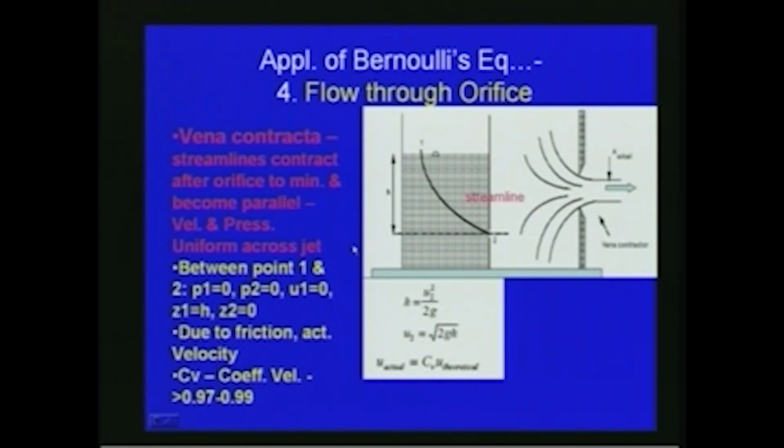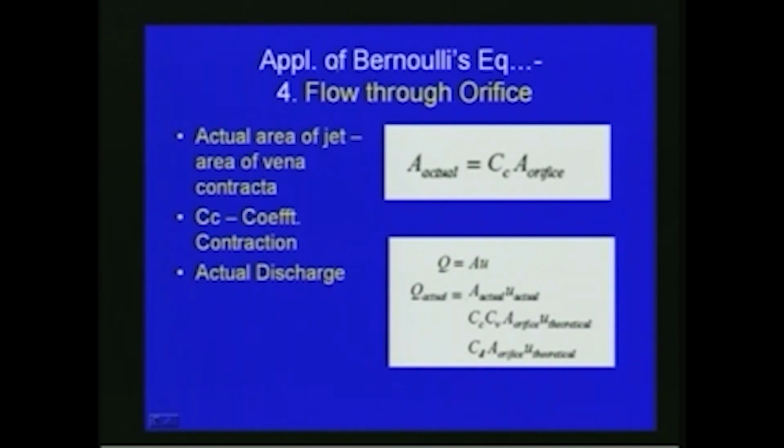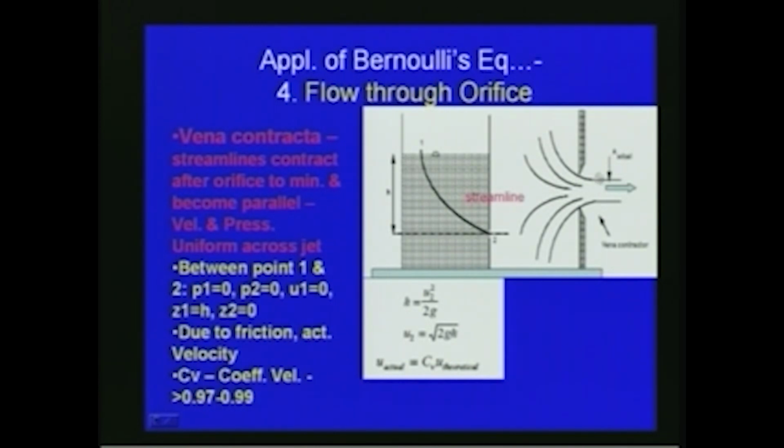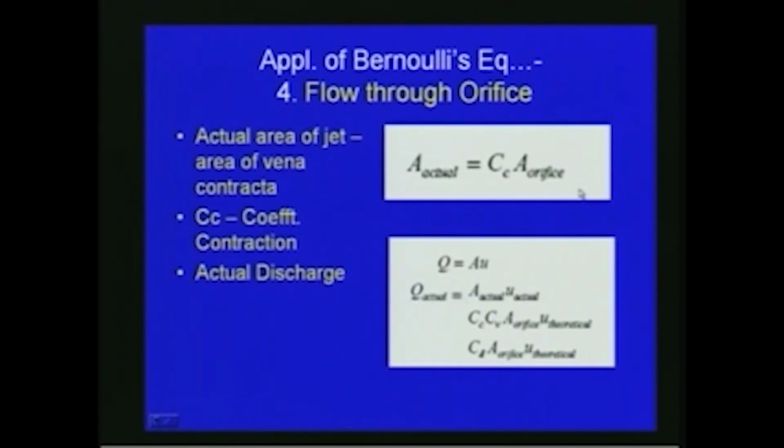Finally, for the orifice, if you consider the vena contracta, then the actual area of the jet is the area of the vena contracta. So the jet coming out of the orifice has an actual cross-sectional area equal to the area of the vena contracta. So A actual is equal to the coefficient of contraction multiplied by the cross-sectional area of the orifice.